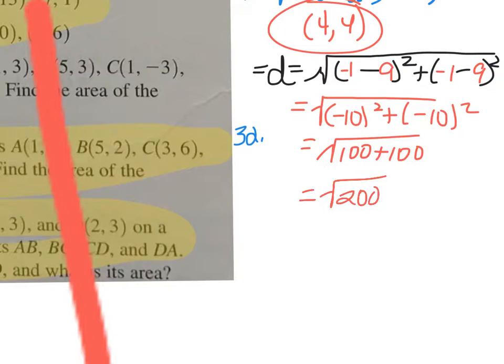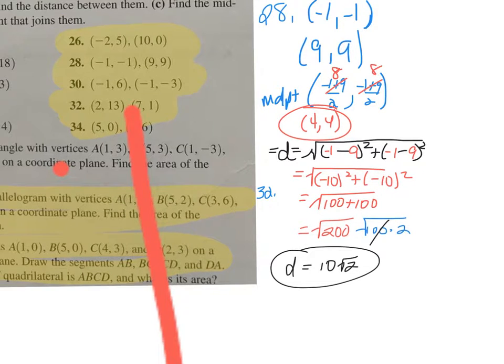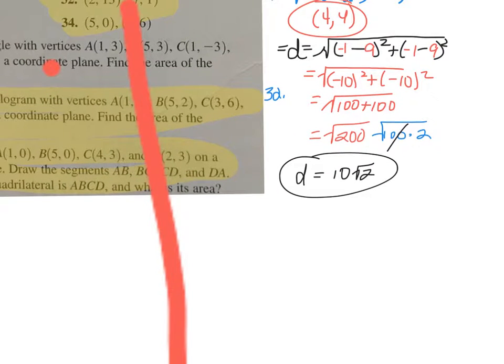That's my distance. Can I break that down? Yes. What can I break down 200 into? 100 times 2. Square root of 100 is 10, so root 2 is my distance. Questions? The only thing that's really tough about this, guys, is you really have to pay attention to your signs. Just make sure that you don't have any sign errors.